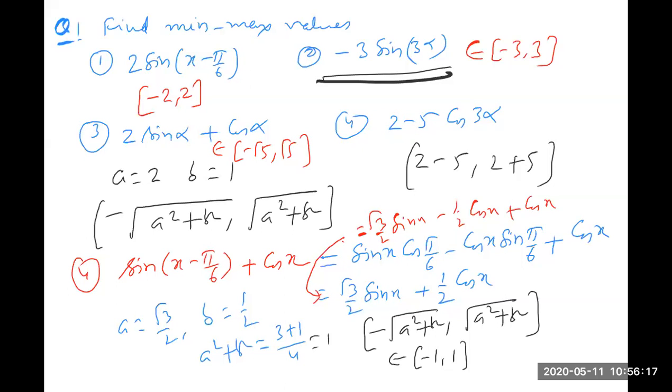What happened to cos x? Cos x, see, this I have explained: minus half cos x plus cos x. So if you add these two, minus half plus 1 is half only. If you add these two, you will get plus half cos x. Okay.